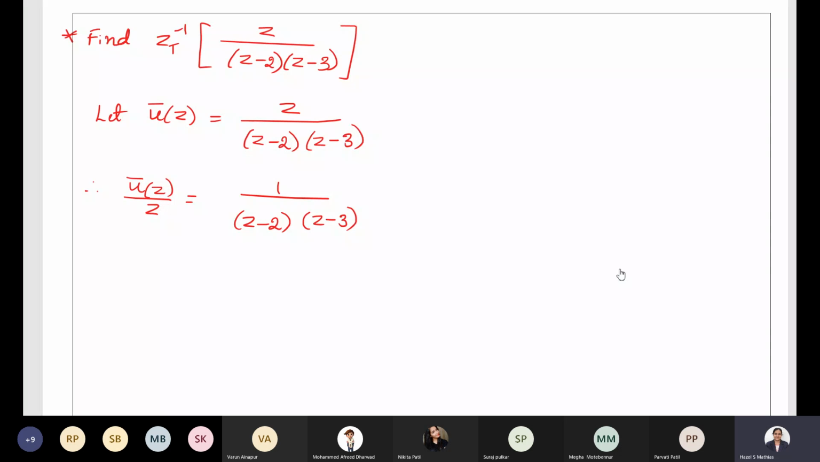Varun, Vaishnavi, Sushmita. Yes, ma'am. What is the next step? What do we do next?